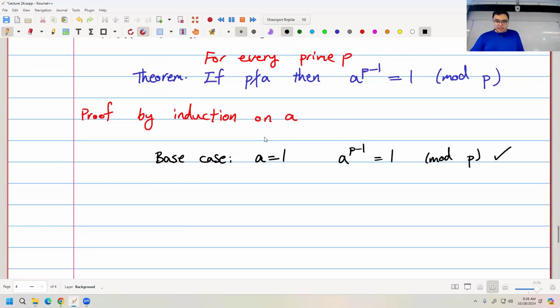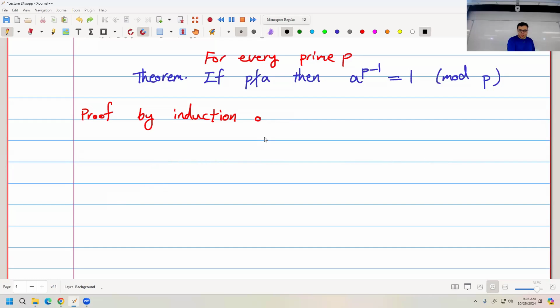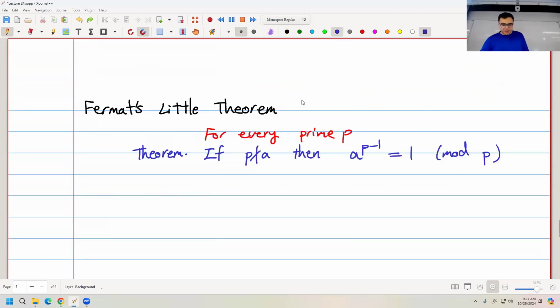Now, suppose that I'm looking at A plus 1 to the power of P minus 1. What can I do here? You know what? I'm not very happy with this because I want my base case to also work for 0. So let me just rewrite Fermat's little theorem in a different way. I don't want to have that special case. So instead, I can write it like this.